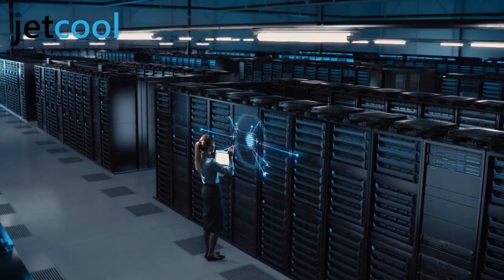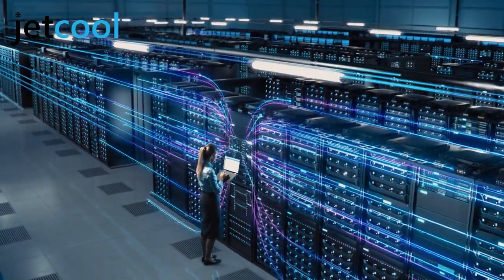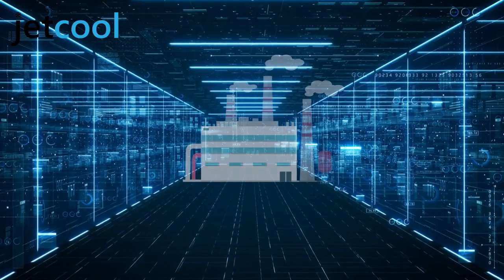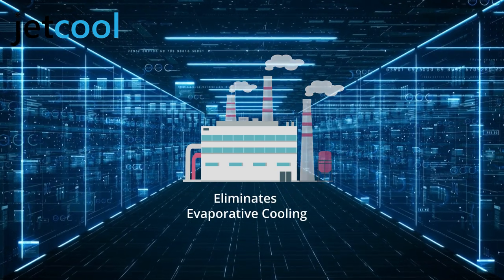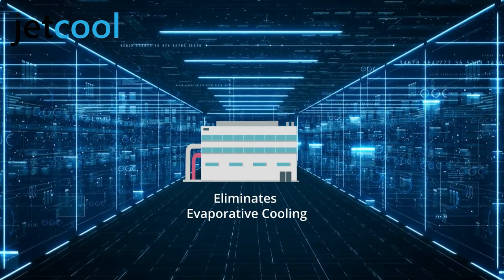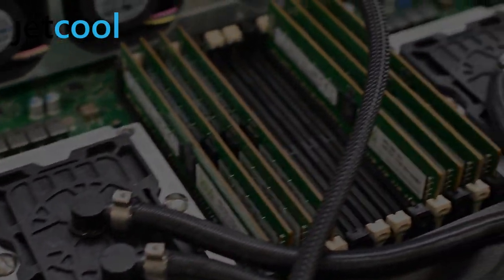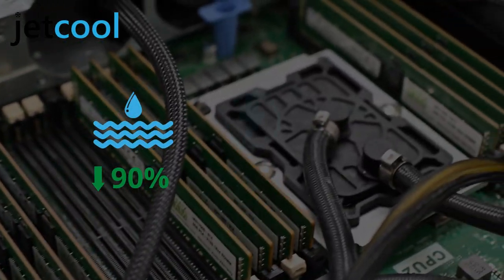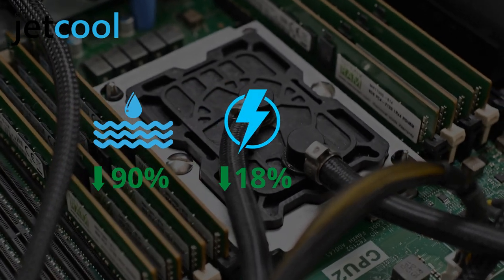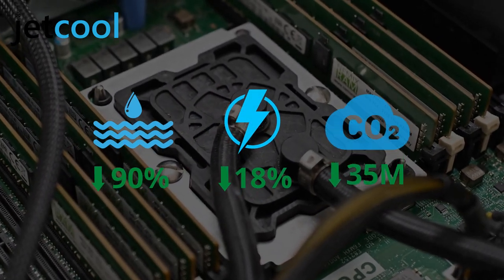This design boasts several benefits for high-performance computing applications and eliminates the need for chillers, cooling towers, and evaporative coolers. With SmartPlate modules, data centers reduce 90% of water consumption, 18% of energy consumption, and prevent an estimated 35 million metric tons of carbon dioxide emissions annually.